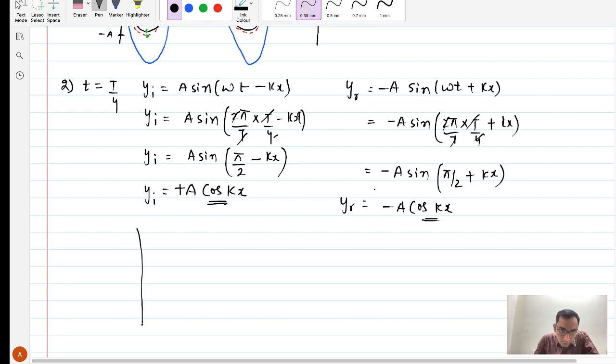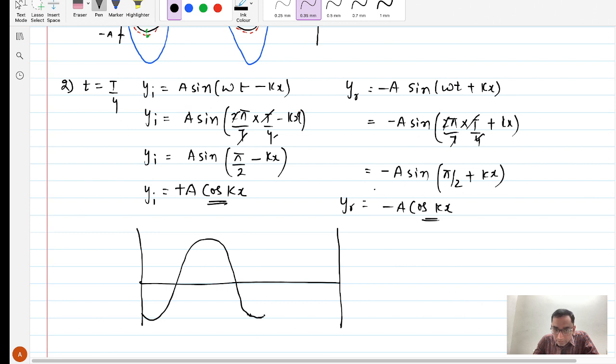So let's plot both the graphs together. For the incident one, since it is a plus cos function, it starts from here. This is one wave and then the other wave.